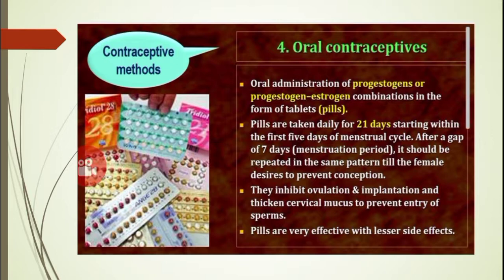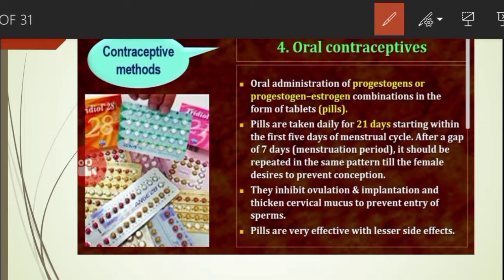The fourth method is the oral contraceptives. Oral contraceptives are the preparations of hormones, either progestogens or progestogen-estrogen combinations in the form of pills or tablets. These are used by females. Oral pills are generally taken daily for a period of 21 days, starting within the first 5 days of menstrual cycle, after a gap of 7 days during which menstruation occurs. It has to be repeated in the same pattern till the female desires to prevent conception.